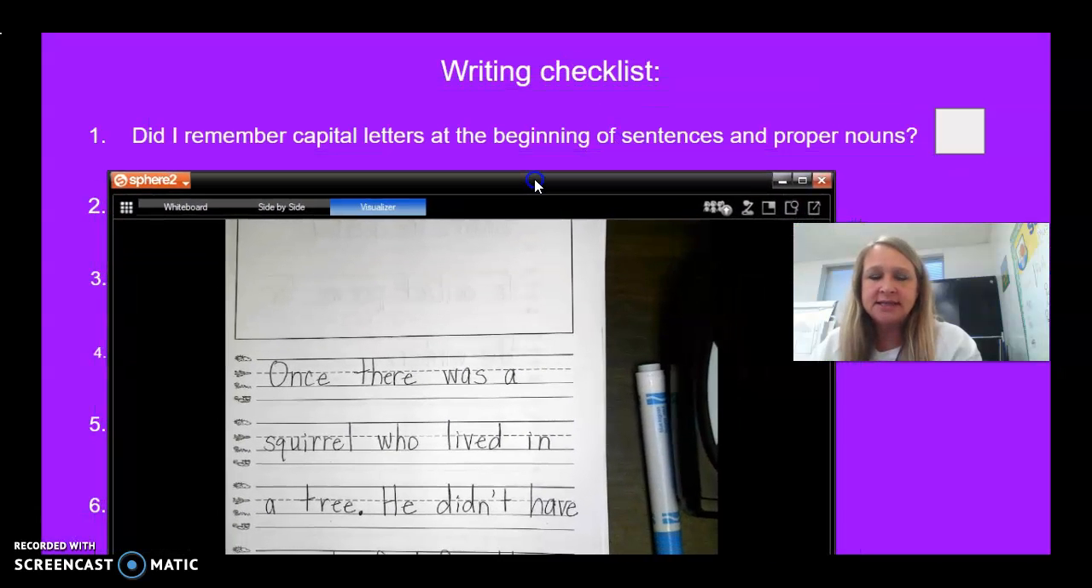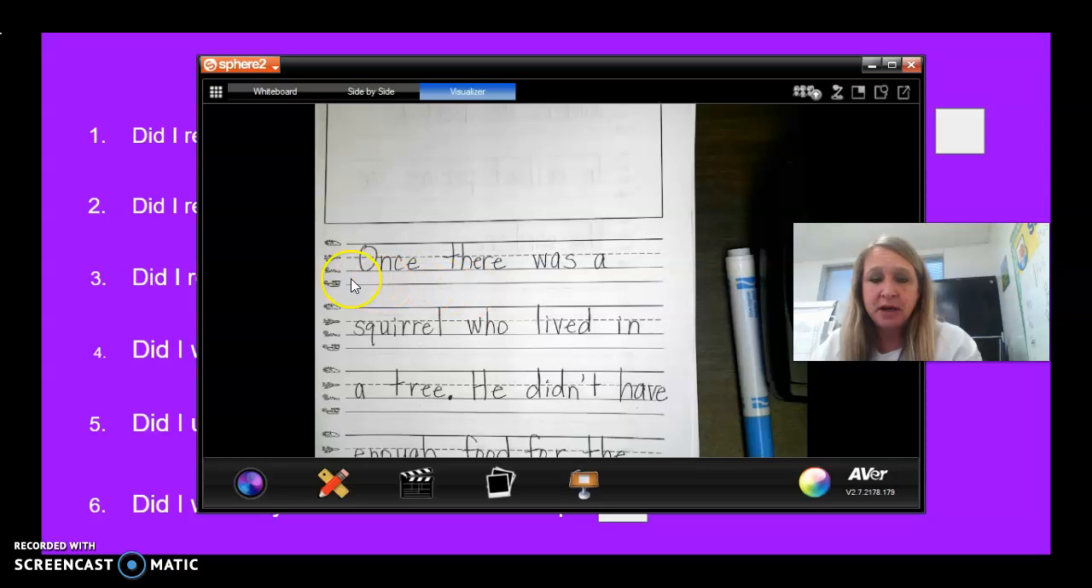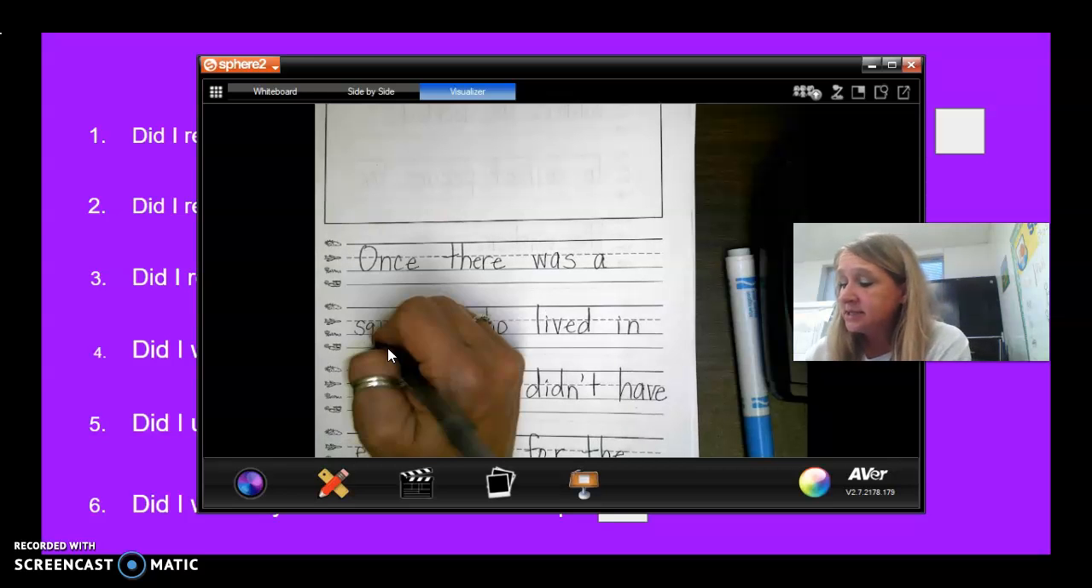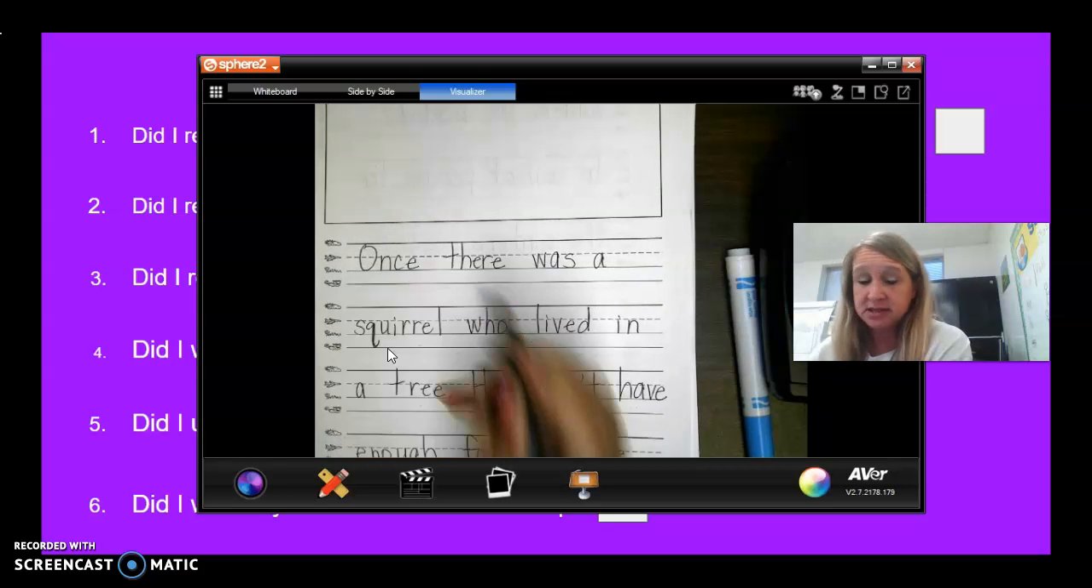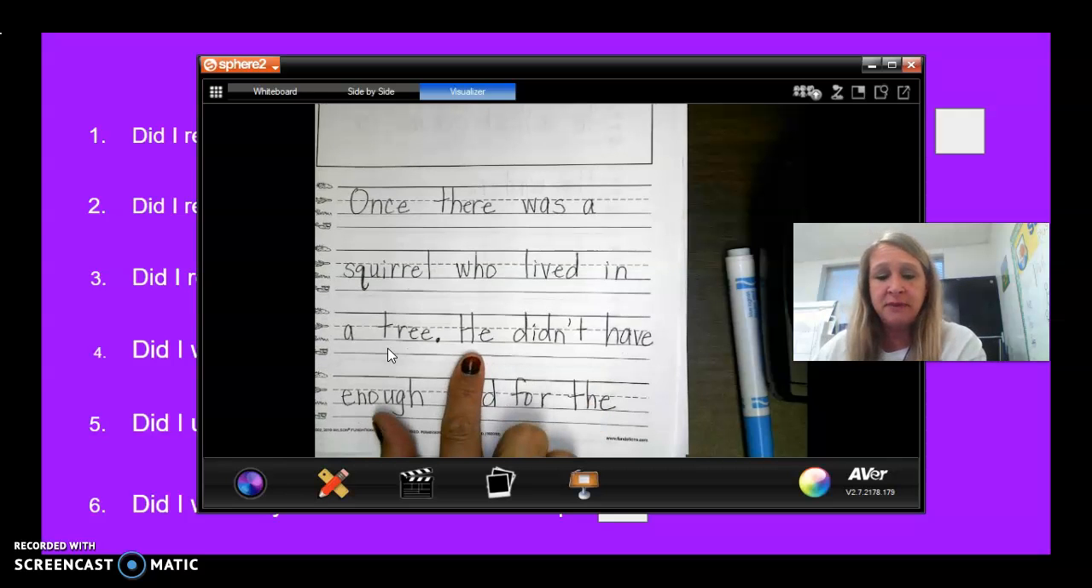So it says, did I remember capital letters at the beginning of sentences and proper nouns? Well, let's see. I've got a capital letter there. That's the beginning of a sentence. I didn't give my squirrel a name. Squirrel isn't his name. It is just the type of animal. If I had said once there was a squirrel named Larry, then I would need a capital L for Larry. But since I didn't do that, I don't need a capital. I do need a capital at the beginning of my next sentence.